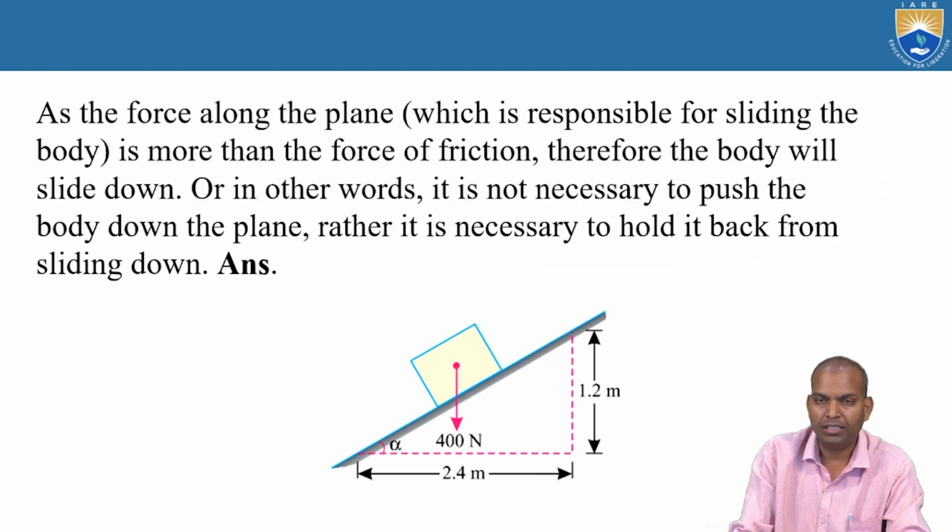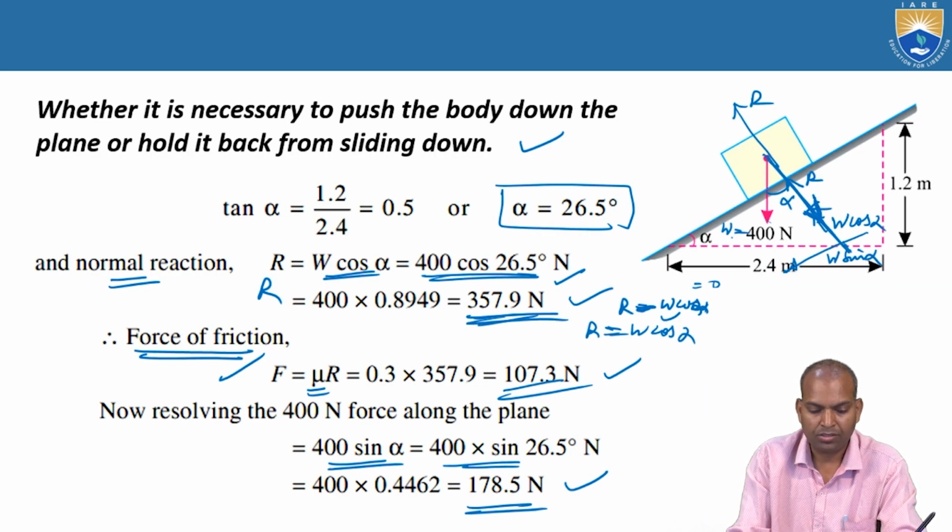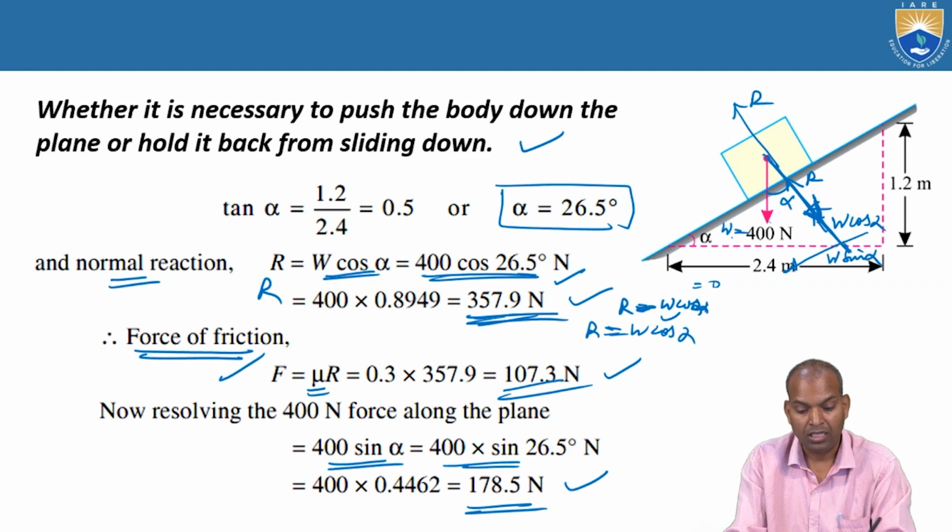Now here we calculated two values. One is the normal force, another one is along the plane. That is, we also calculated the friction force. The friction force we are going to compare here. The force along the plane required is 178.5. This 178.5 is greater than the friction force.